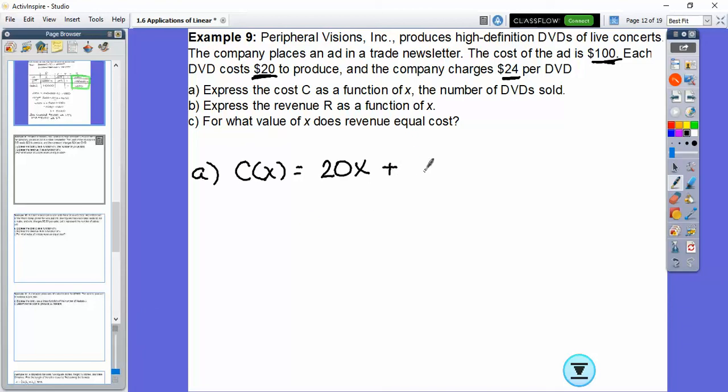Y equals mx plus b. What is their one-time fee? 100, that ad they placed. That's all we're doing for part A.